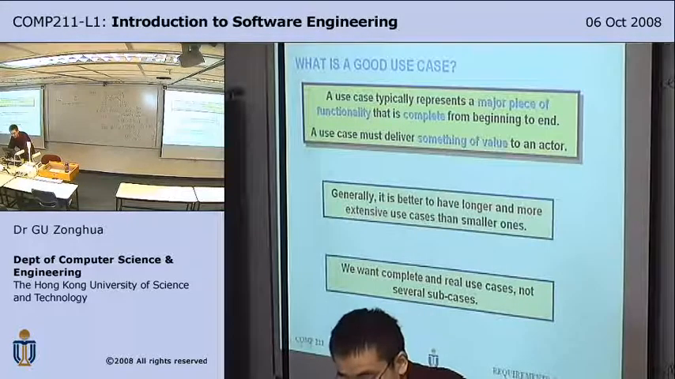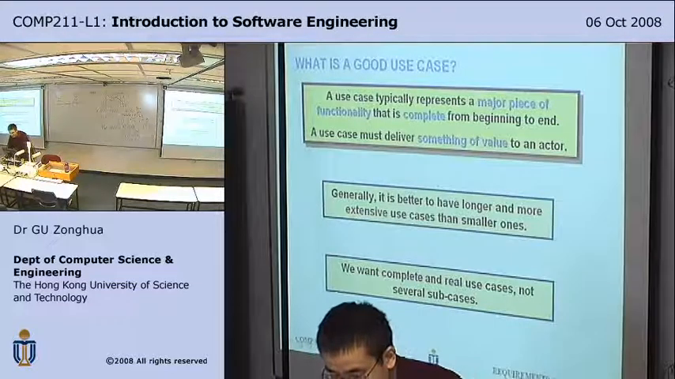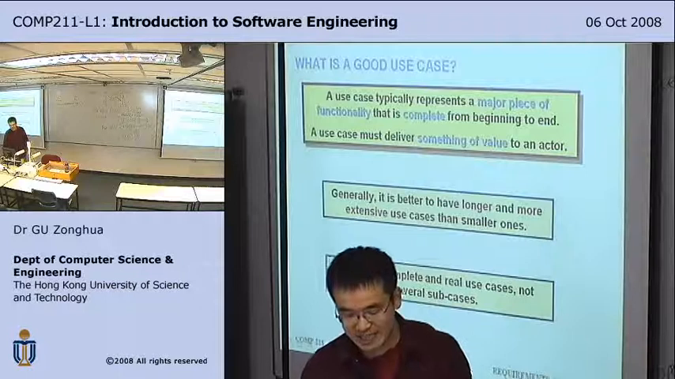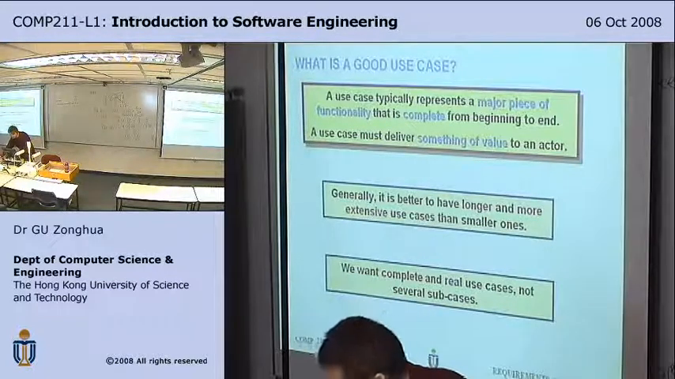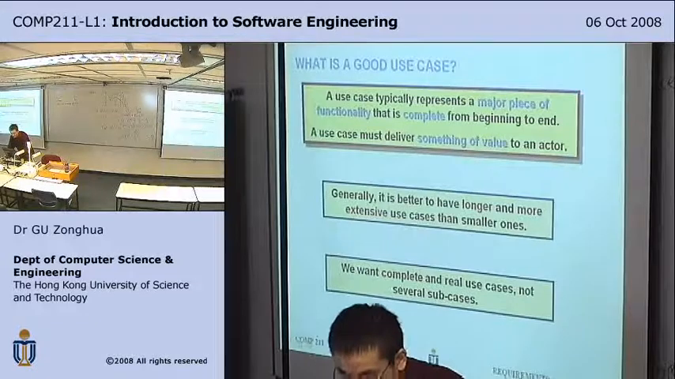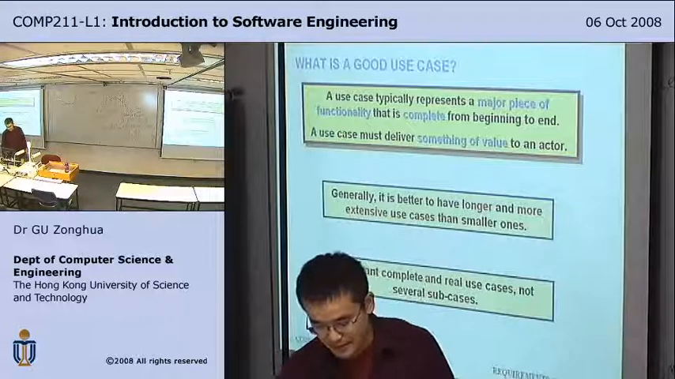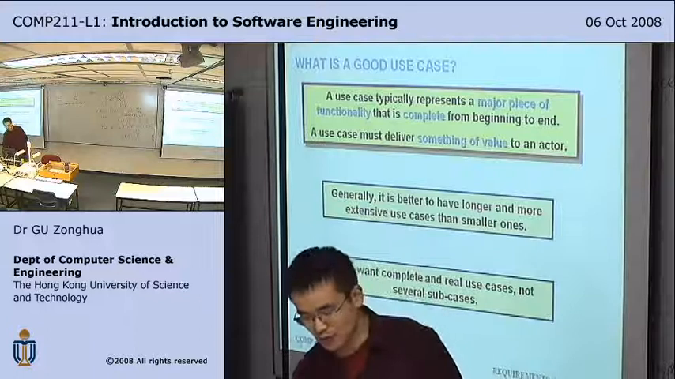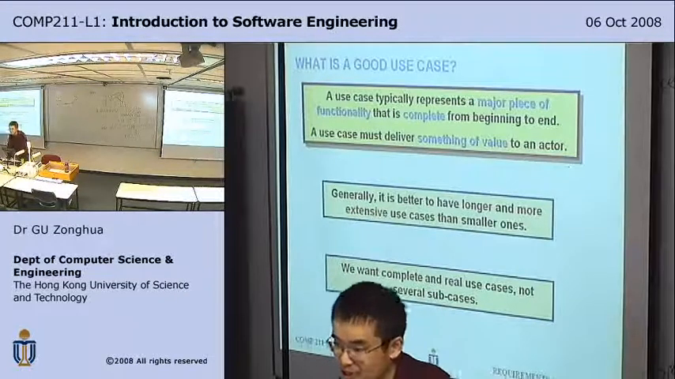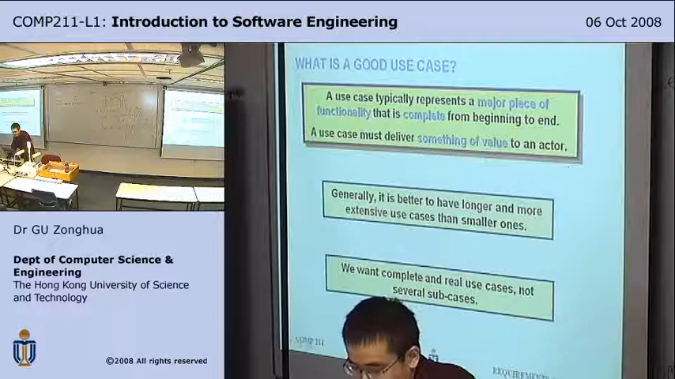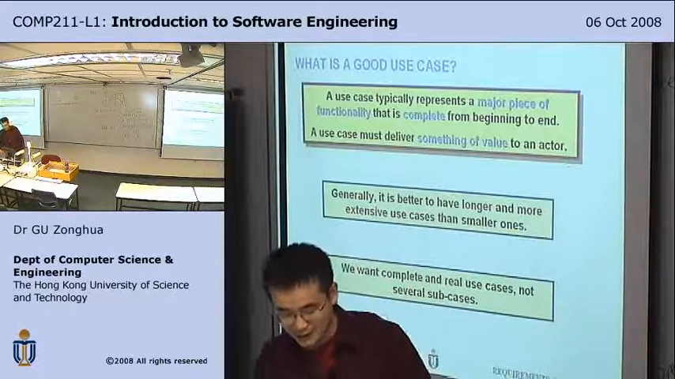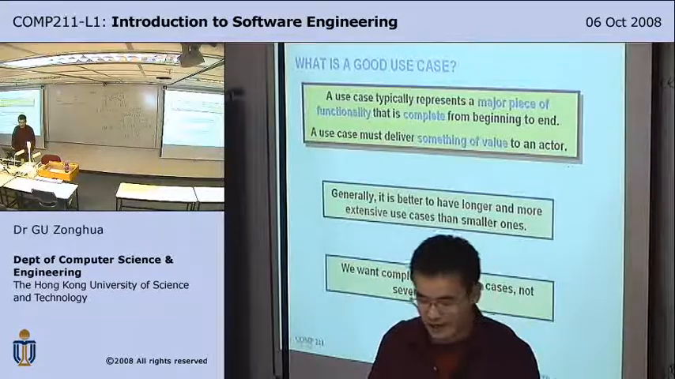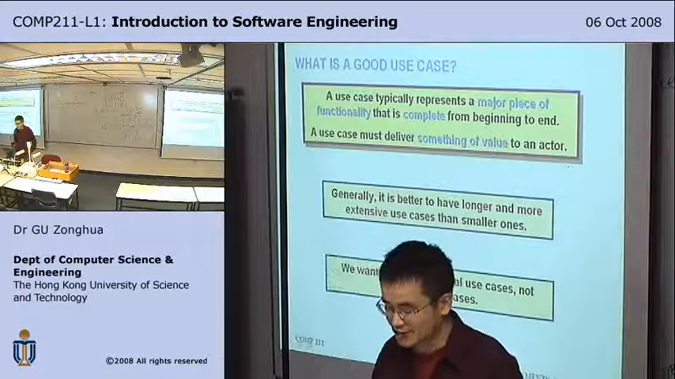So a use case represents a major piece of functionality. So it's generally better to have longer and more extensive use cases than smaller ones. So we want complete and real use cases, not several sub-cases. But at the same time, you shouldn't group unrelated functionalities into a single use case. A use case should be cohesive. That is, it should be one thing that the user wants. At the same time, it should be coarse-grained. That is, it should be a complete thing that the user wants.